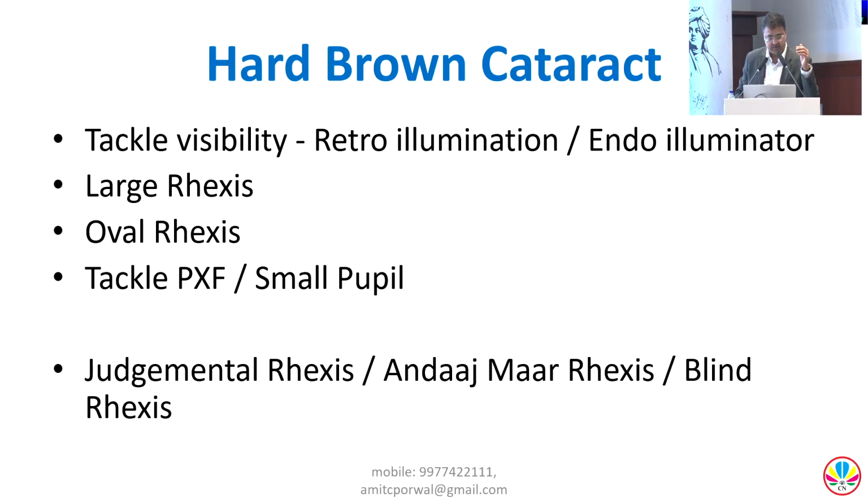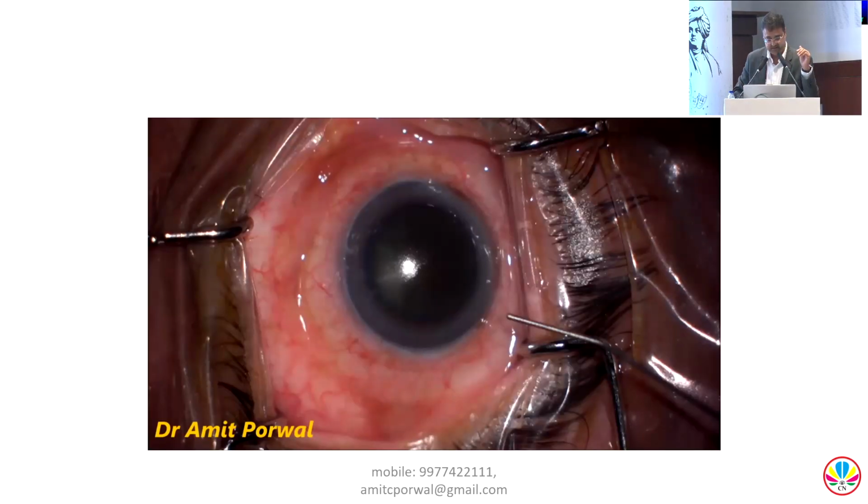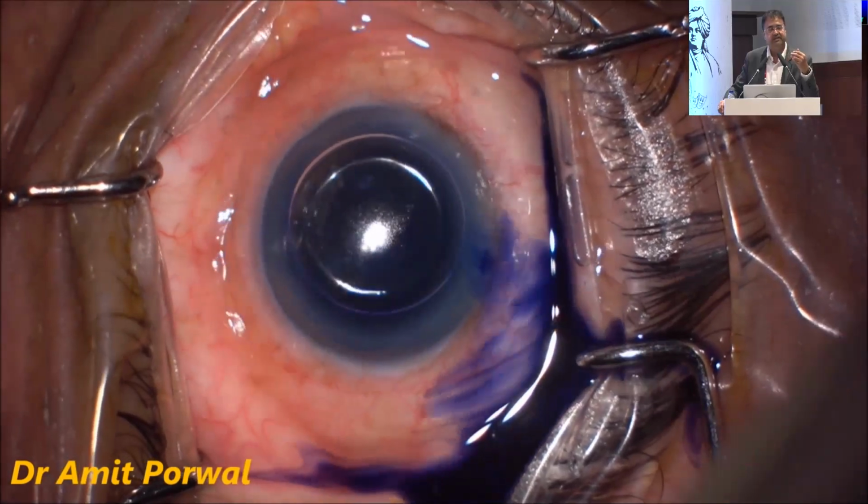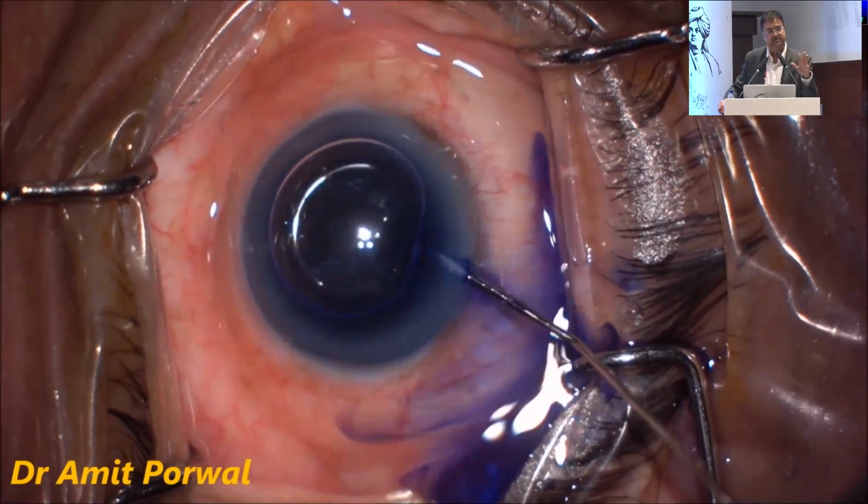When you come to hard brown cataracts, again the problems are the same. Visibility is poor, and the pupils are mostly mid-dilated. So what I call a judgmental rhexis or AMR, that is Ajmera rhexis, or a blind rhexis. So you see these are the brown cataracts. It is totally brown, you don't have any visibility. You use red glow, any glow, nothing is visible. It is only a black thing that is visible to you.